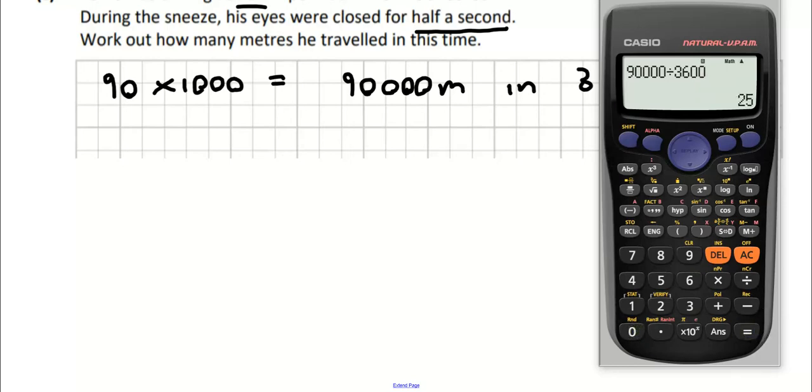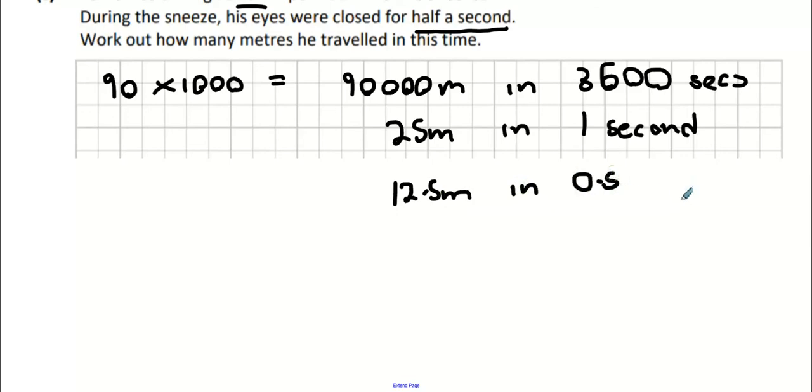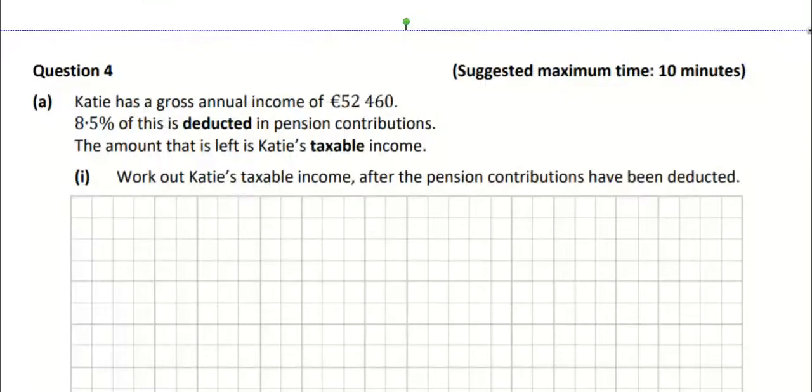And this means we move 25 meters in a second. So this means 25 meters in 1 second. So in a half a second, we divide both sides by 2. This means we must have traveled 12.5 meters in 0.5 of a second. Okay with you guys? Alright, let's keep moving.